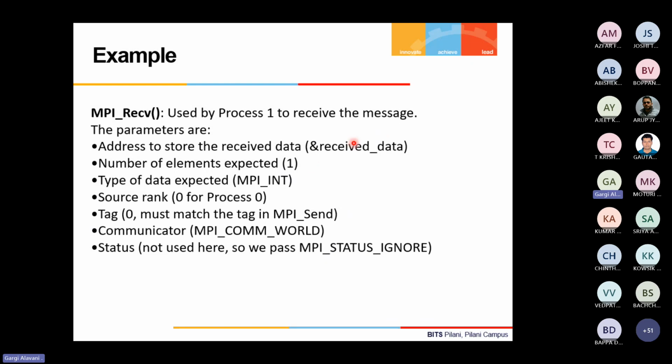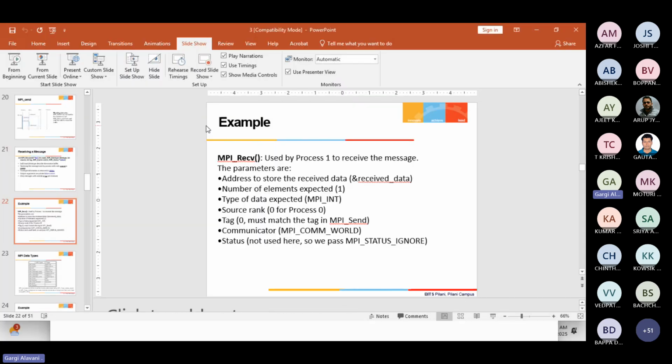The received data could be some variable where you provide the data. The number of elements, and you have to mention the different data types. The rank, if it is zero, and the tag, which must match, the communicator and status. We will see a status example later. First, we'll see an MPI read and send and receive example.